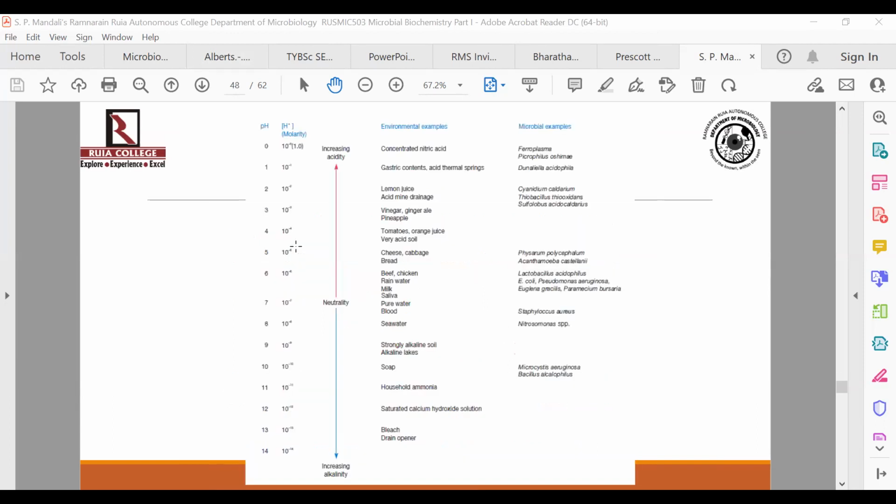Now here you can see different examples of microorganisms which grow at different pH, and to make you understand what components of the environment exist at these pH, examples have been given. At 0 pH you have concentrated nitric acid, and at that pH you have Ferroplasma and Picrophilus oceanae, which can grow very well. Similarly, at different pH, different organisms can survive and grow effectively. This has been put up in this chart.